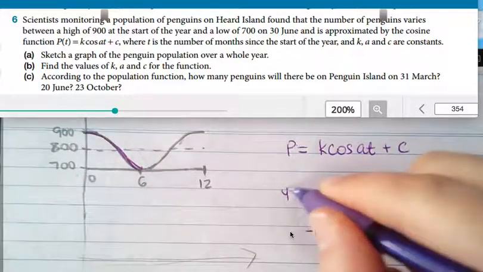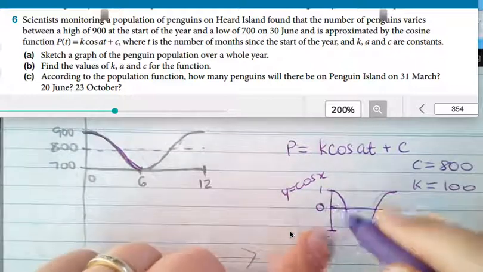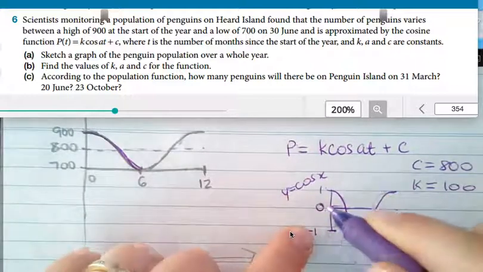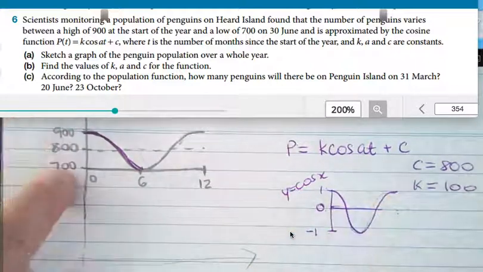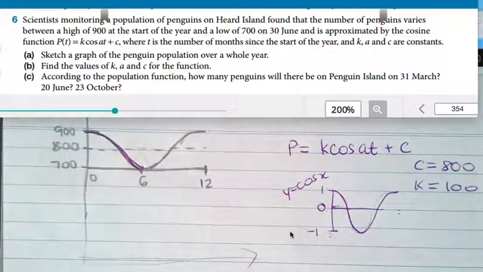If you've just got your normal cos curve there, the amplitude's 1, right? The distance from there to there is 2, but here the difference is 200. The middle is 800. The amplitude, the distance from the center up to the top, is 100. So what else? I just have to work out A.